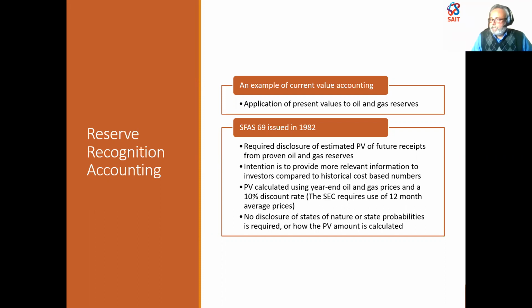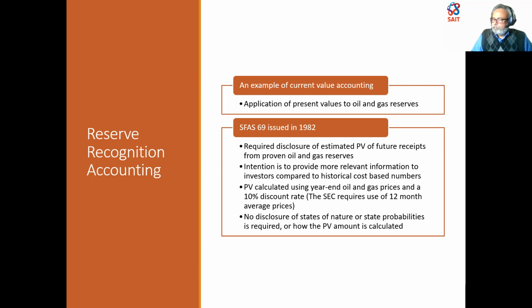And they calculate the PV using the year-end oil and gas prices. That's what originally started. Since then, the Securities and Exchange Commission has required the use of 12-month average prices rather than using a price at a single point in time to smoothen out the effect of fluctuations in oil and gas prices. SEC mandates the use of average of 12-month prices.